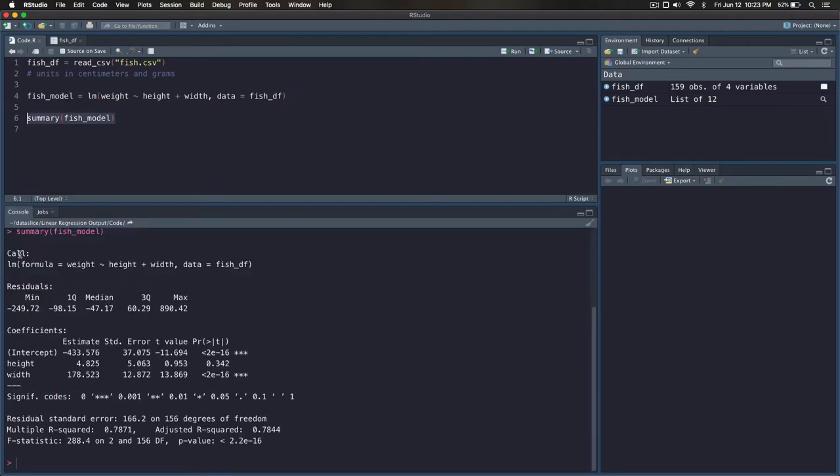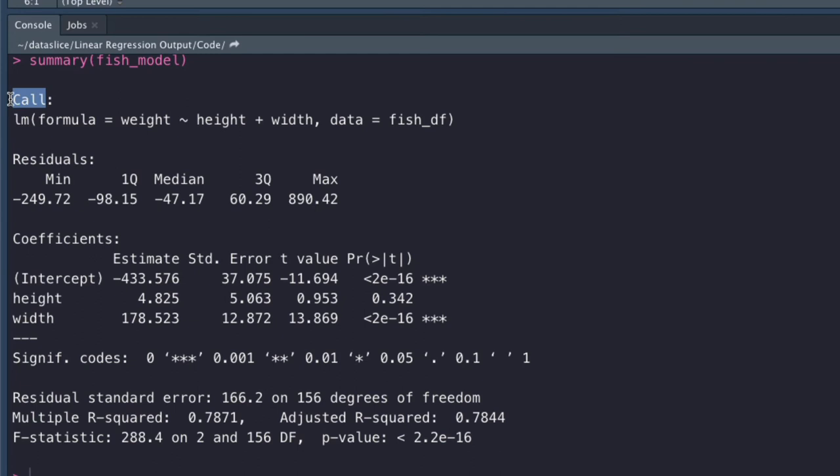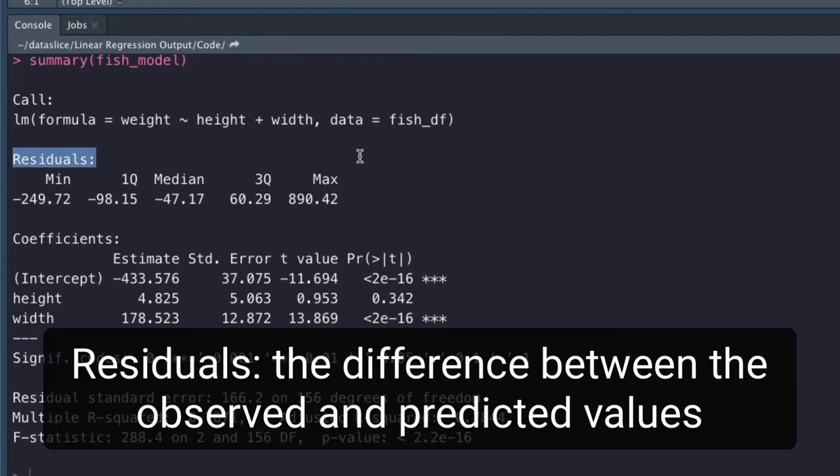So the first element of the output is the call, and this is pretty straightforward. The lm tells us that this is a linear model, and then on the left of the tilde is the weight, which is our Y variable or the response variable. On the right of the tilde are our X variables or explanatory variables, so we have the height and the width. And then you might also see some other arguments, like for instance, the data frame that the model is using.